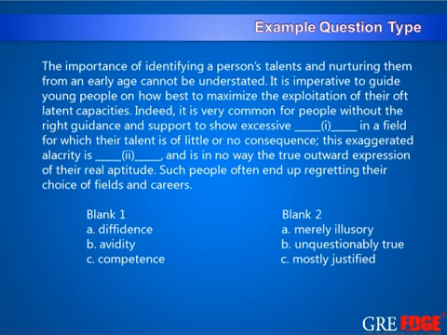Okay, fine. So the answer for this text completion double blind question is B, avidity, and A, merely illusory. Okay, so the first one to answer it correctly is Anis Sheikh. A round of applause for Anis.